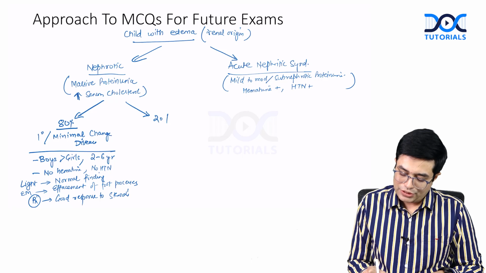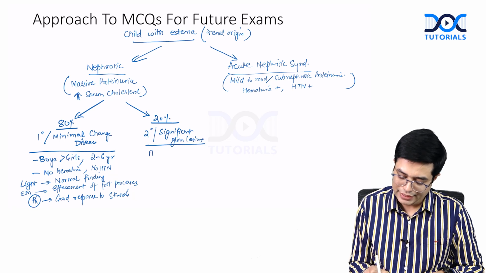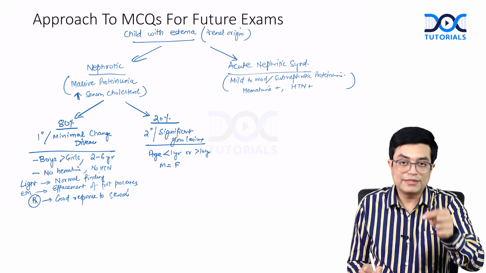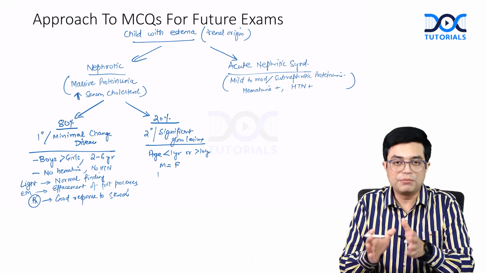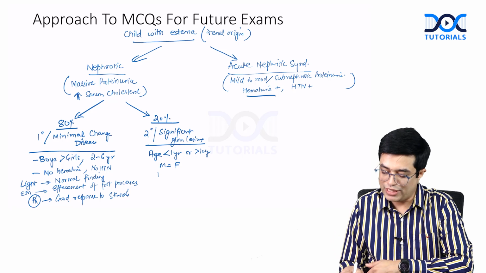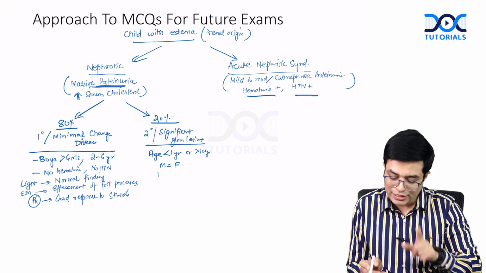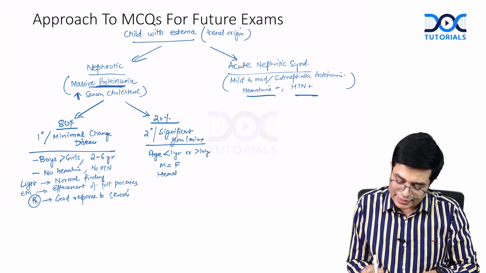About 20% of patients will have the so-called secondary nephrotic syndrome, also called nephrotic syndrome with significant glomerular lesions. These are the patients who will be aged less than 1 year or above 10 years. This is equally common in males and females, and this is the variety of nephrotic syndrome which sometimes resembles nephritic. Nephritic, we have already said, they will have hematuria, hypertension, but the proteinuria will be less. Here, there is massive proteinuria along with hematuria and hypertension.